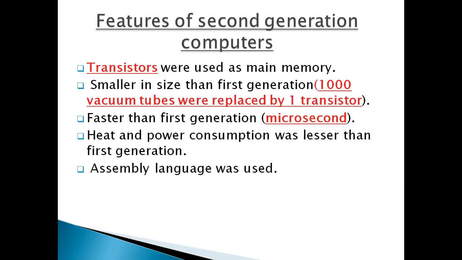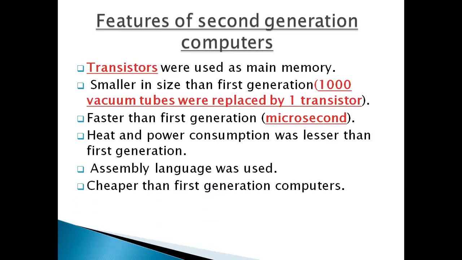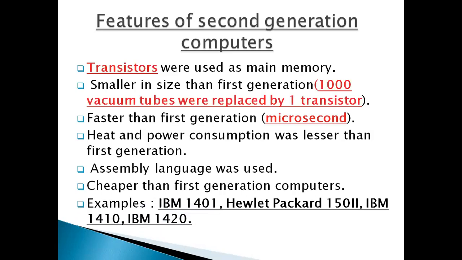Assembly language was used instead of machine language. Cheaper than first generation computers. And examples are IBM 1401, Hewlett Packard 15152, IBM 1410, and IBM 1420.